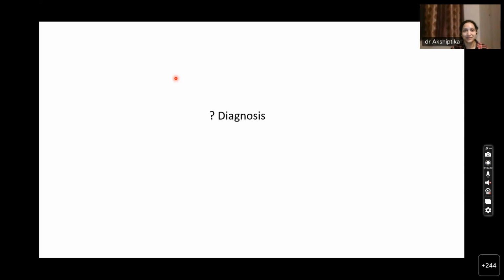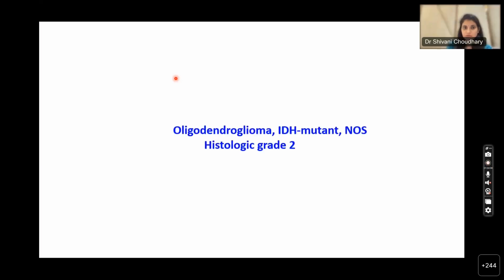What? IDH mutant, you can say, yes. But still you have to say NOS because you need one more marker, isn't it? What was the other marker that you require? I answered Tala's question, no? Somebody had asked. 1P19Q. So that's why it is oligodendroglioma IDH mutant NOS, and because we are saying NOS, we are giving a histological grade. We are not giving a complete CNS WHO grade.